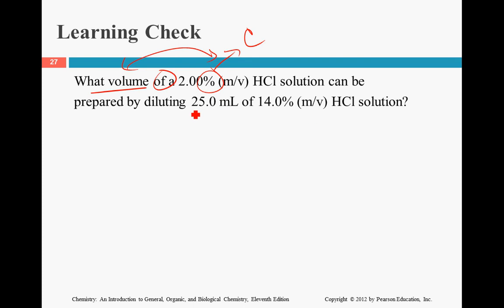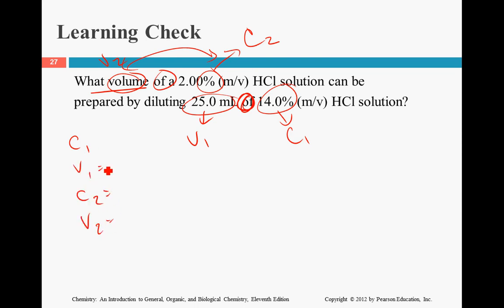So we're diluting this of this. So that's going to be V1. That's going to be C1, because that's what we're diluting. This is going to be C2, which makes this one V2. So C1, V1, C2, V2. C1 is 14%. V1 is 25.0 milliliters. C2 is 2.00%. And V2 is our X.